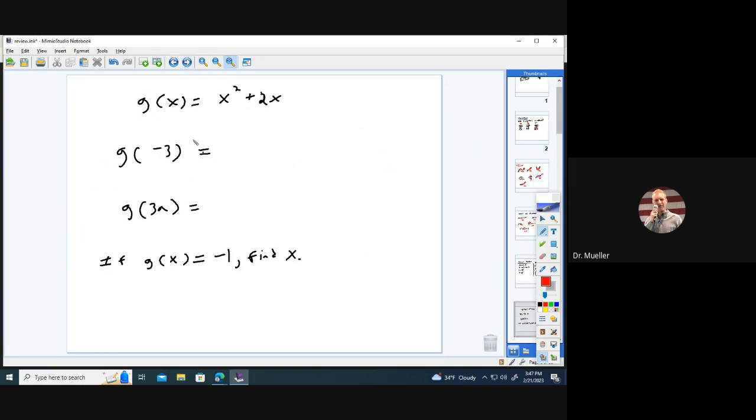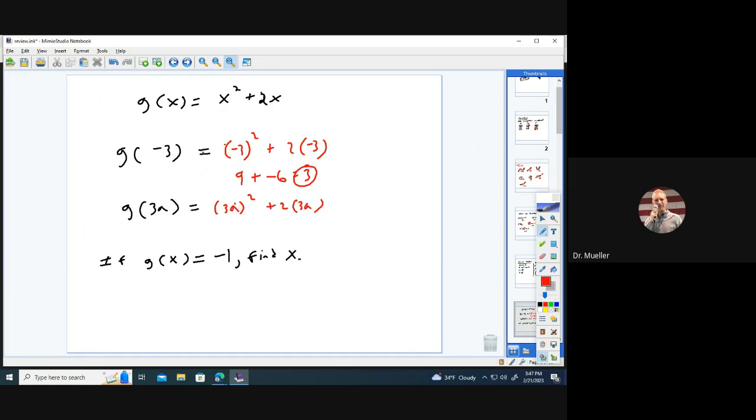And then the last thing we talked about was finding the value of a function. So if g of x equals x squared plus 2x, you want to find g of negative 3. Everywhere you see an x, write a parenthesis. Put the negative 3 in the parenthesis. Negative 3 squared is 9. 2 times negative 3 is negative 6. That simplifies to 3.